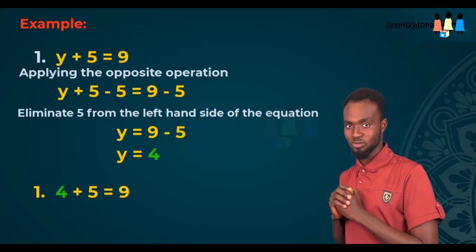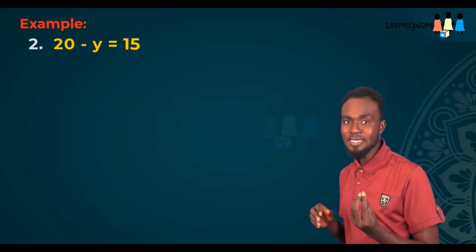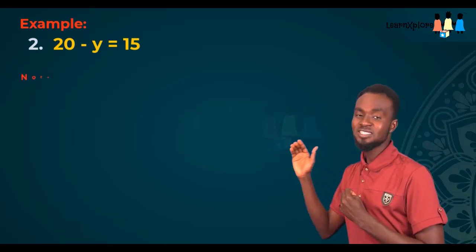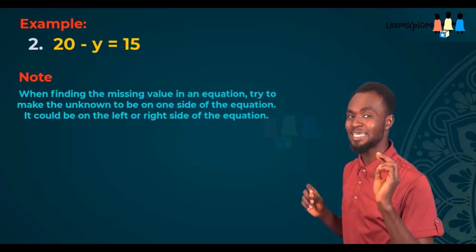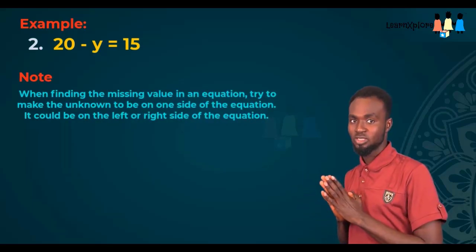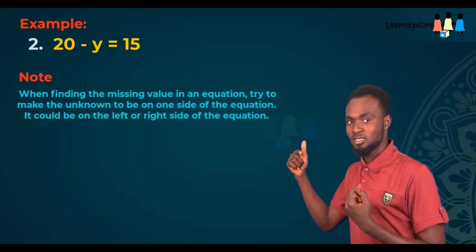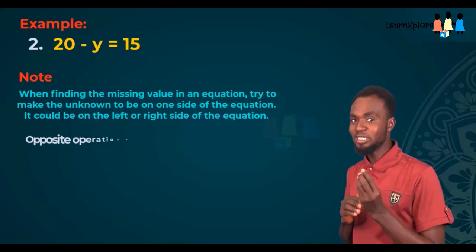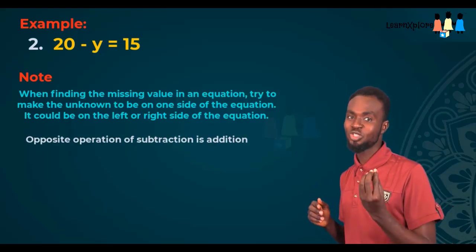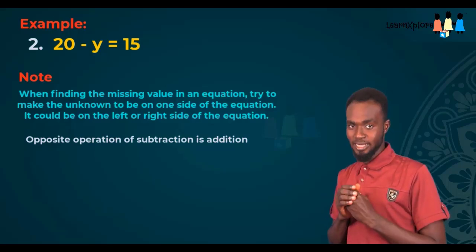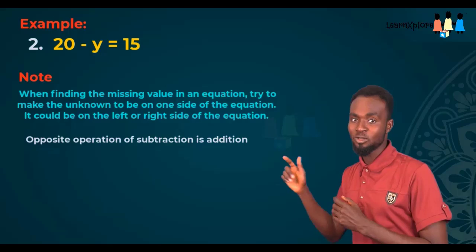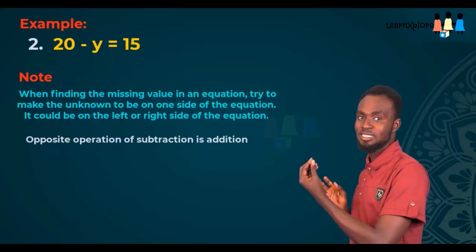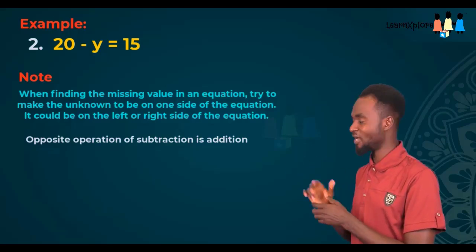Let's move over to subtraction. If you have 20 minus y is equal to 15. Now, the first thing to do is to try to make the unknown stand alone on one side of the equation. This question is saying what number is subtracted from 20 that gives us 15. Now, I said the opposite operation of subtraction is addition. Now, we are subtracting, we have 20 minus y is equal to 15. To eliminate y from the left hand side, let's add y to both sides.